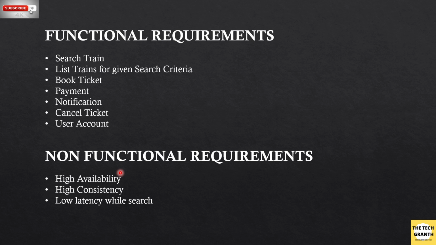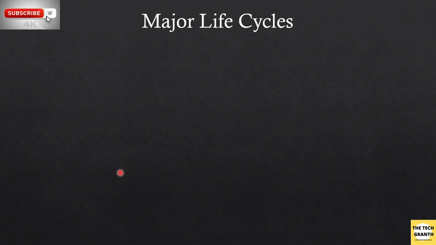And finally, low latency while search. When we are doing the search, the latency should be minimal, so that again the user experience is good. So let's look into the major life cycle. To cover all these requirements, I have just classified it into a few life cycles. Each life cycle will have a certain role to play, and it will have certain importance. For example, search train will have its own life cycle, which starts from the user entering the detail of the search criteria, to giving up the list of the train.